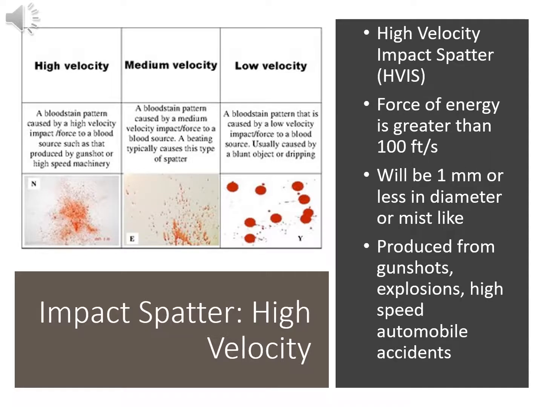And now finally for our last case, the high velocity impact spatter. Now we're dealing with a force of energy greater than 100 feet per second, so we sort of jumped between 25 up to 100. This is going to give rise to the smallest diameter patterns, 1 millimeter or less, or even a mist-like spray. And generally we're talking about something produced from a gunshot or explosion, a high-speed automobile accident, something involving really high velocity impact, and that's what would give rise to that particular impact spatter.